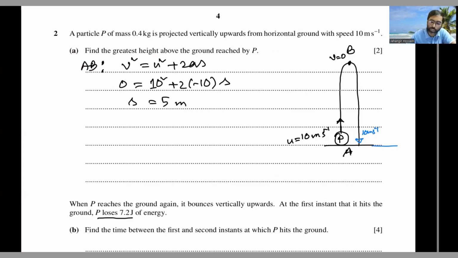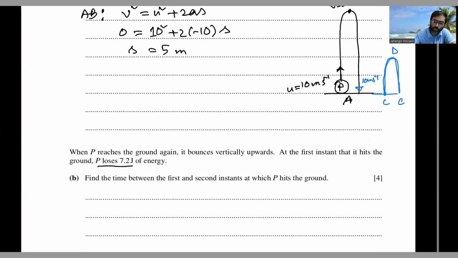So after hitting the ground, it rebounds, and while it rebounds, it loses 7.2 joules of its energy. So the rebounding speed will obviously be less than 10. And after rebounding, it again returns back to the ground. So we have to find the time it takes from the first hit to the second. Now we want to find the velocity with which it rebounds. Let's call it v1.